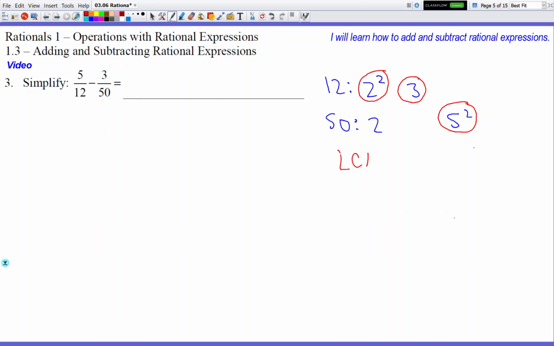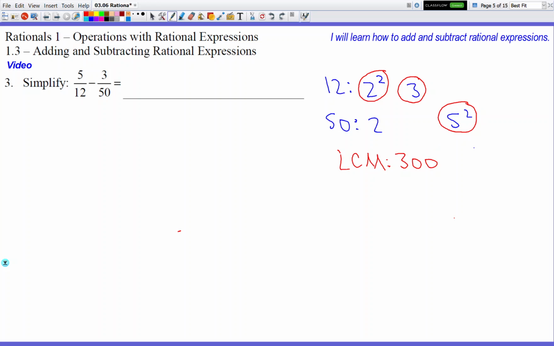So your LCM is going to be 2 times 2, which is 4. 5 times 5, which is 25. And a 3. So 4 times 25 is 100. 100 times 3 is 300. So your LCM is 300. So both of your fractions need to have a 300 on the bottom.